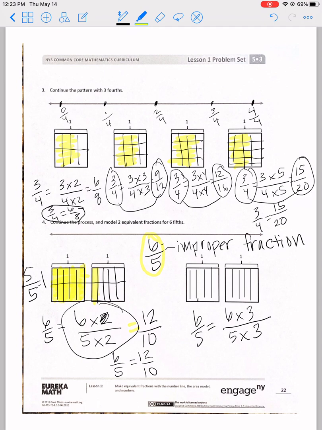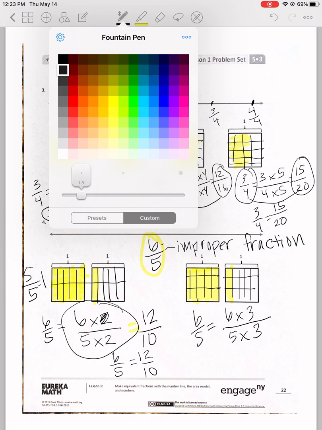Again, we're going to shade in 5. So 1, 2, 3, 4, 5, and then the 6th. And then we're going to cut our boxes into 3s. 1, 2, 3, 1, 2, 3. Okay, now we're going to solve.